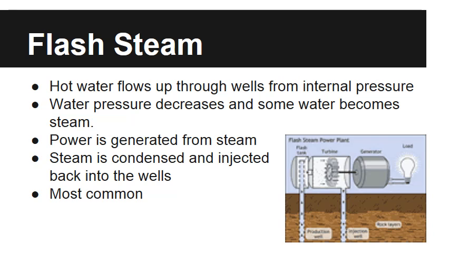In flash steam, hot water flows up through wells from internal pressure. The water pressure then decreases and some water becomes steam. Power is generated from the steam, and then the steam is condensed and injected back into the wells. This is the most common because it allows you to generate more steam at lower temperatures. This cycle requires water at 360 degrees.